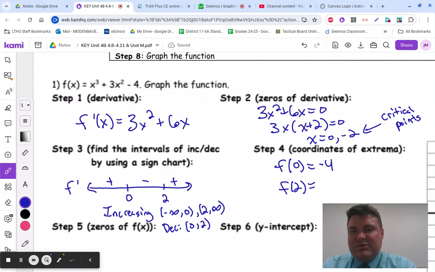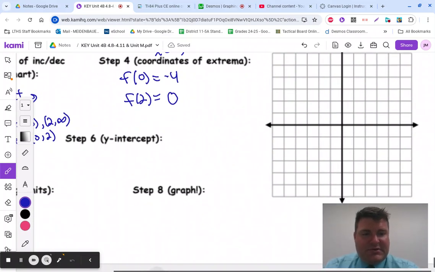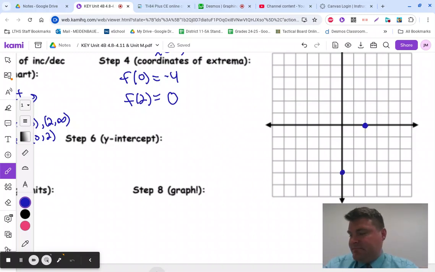Plug a 2 back into this OG. I'm going to get 2 cubed plus 3 times 2 squared minus 4. I believe that gives me a 0. Okay, so these are coordinate points. These are my first coordinate points. I'm going to go ahead and plot those. And then 2, 0.